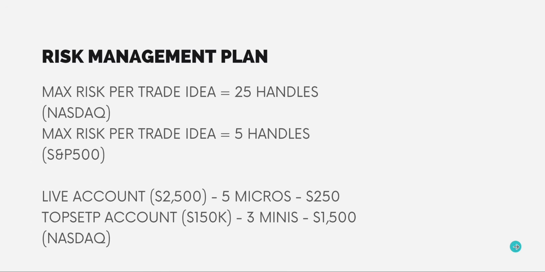All right, so let's go over the risk management plan for this strategy. Now, the max risk per trade idea that you should be risking is 25 handles for the Nasdaq, which is NQ, and let's say you trade S&P 500, the max risk per trade idea should be 5 handles. Okay, now if you have a live account of, let's say, 2.5k dollars, you want to be risking around 5 micros, okay, which is $250 per trade.